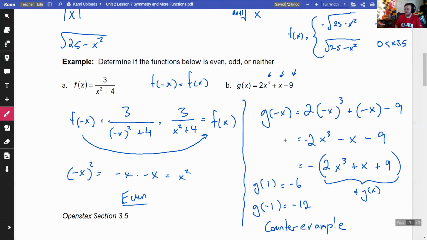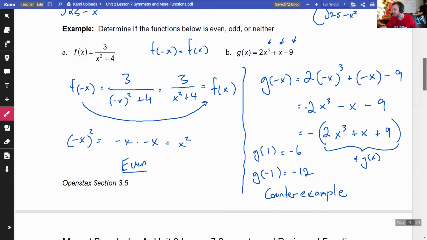Counterexample used. This is neither. Let's make sure that we actually answer the question.